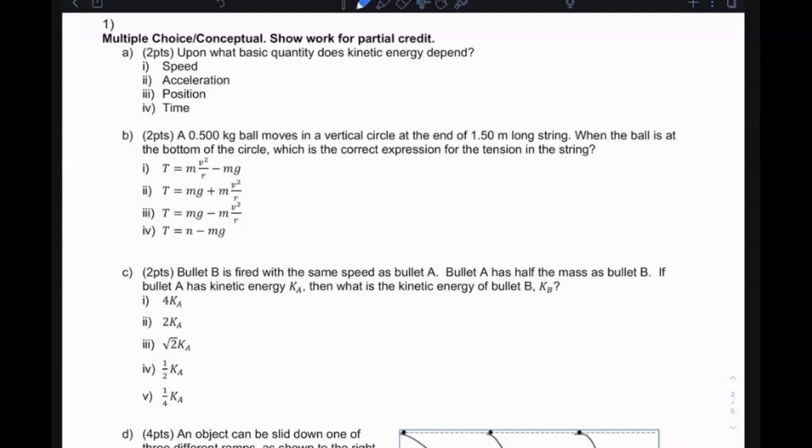Part A, upon what basic quantity does kinetic energy depend? Well, kinetic energy is defined as 1/2 mv squared. So it depends on mass and it depends on speed. So the choice is I.